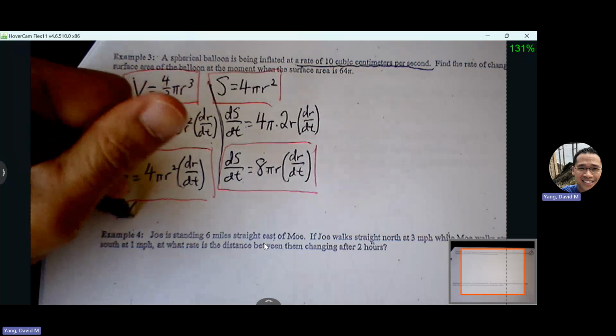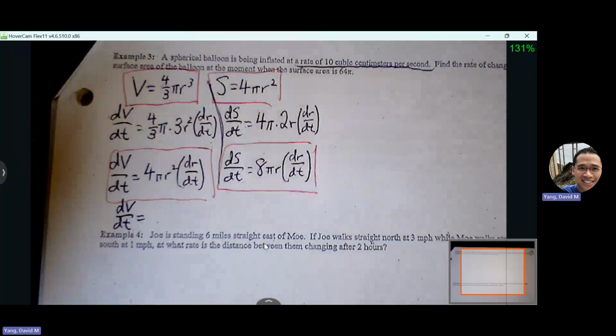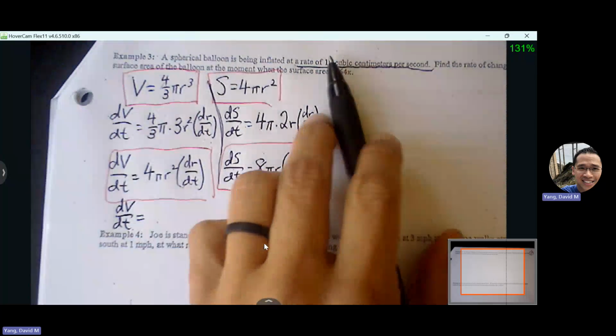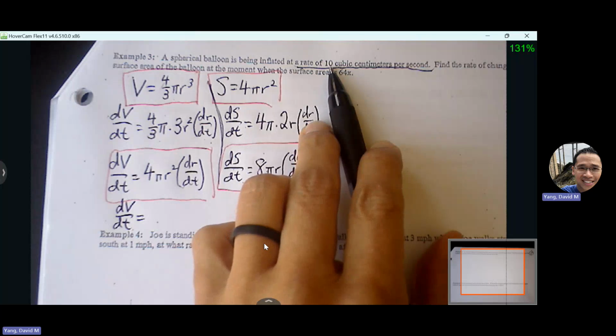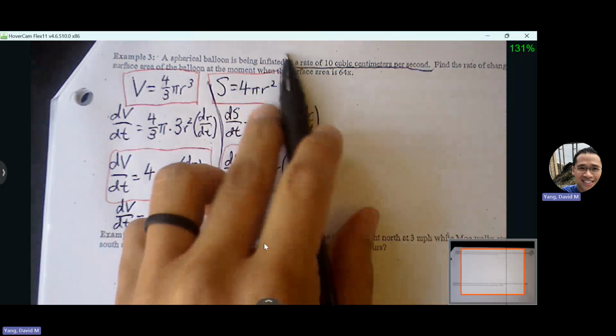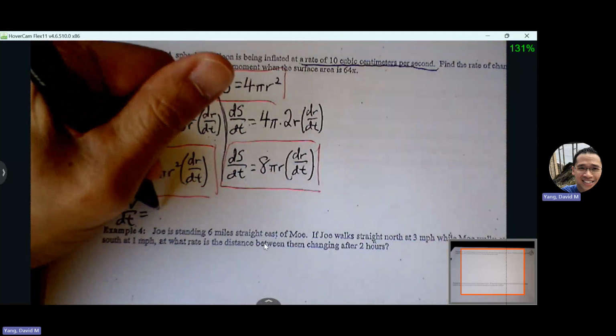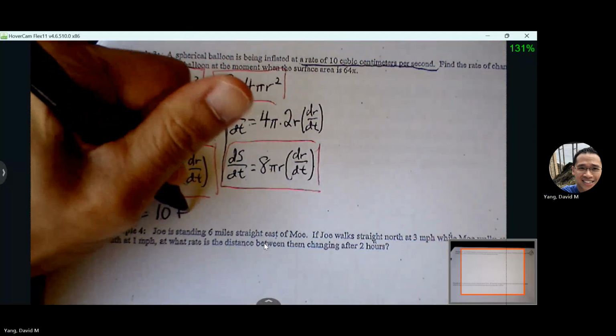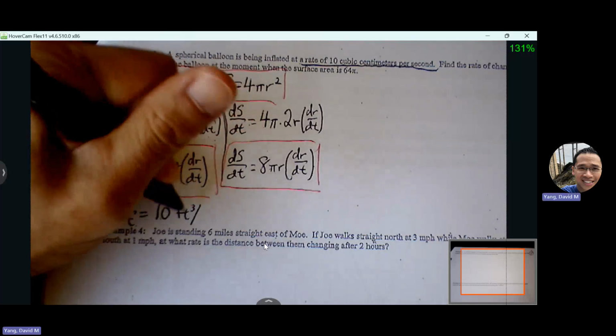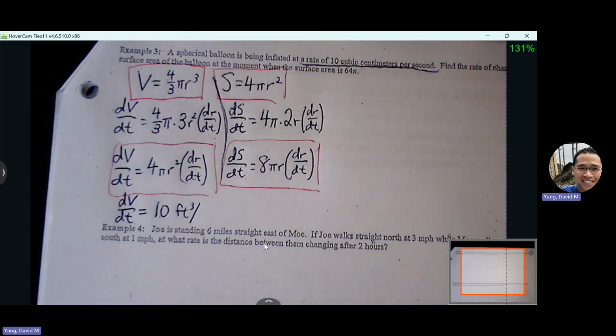So at the bottom here, I'm just going to list out what information I do have. So I'll say dV over dt equals 10. Do I want to make that a positive or a negative 10? Positive because it's growing. So if a value is growing, you want that rate to be positive. Okay. Sorry, cubic centimeters.